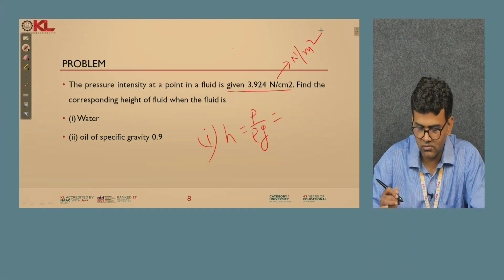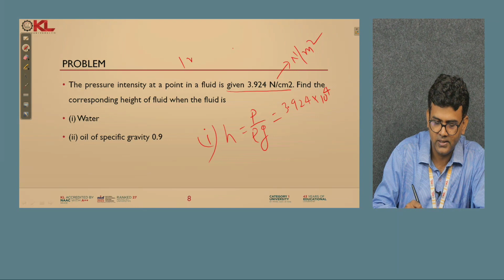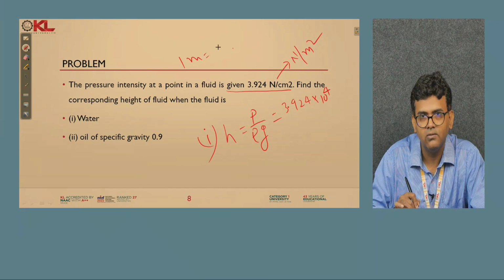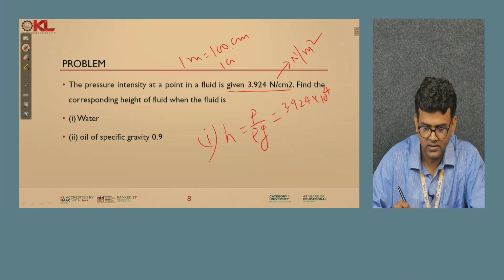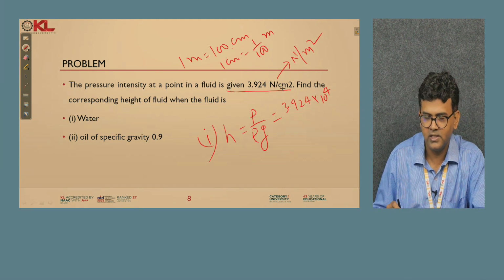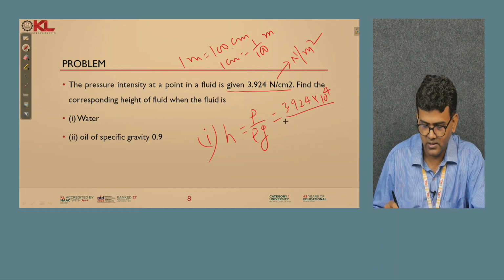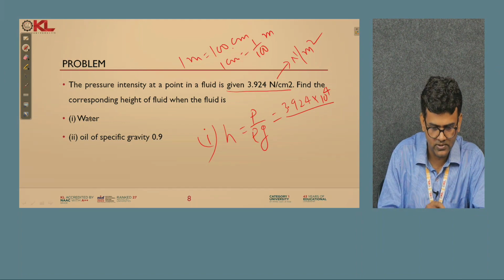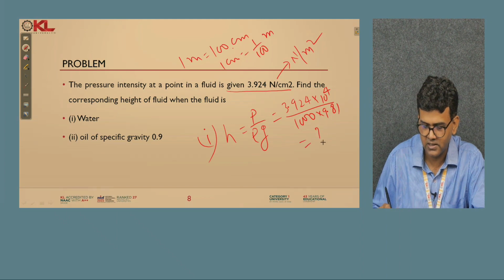So how to convert that? 3.924 into 10 to power 4. For length, 1 meter is 100 centimeter, or 1 centimeter is 1 upon 100 meter, that is 10 to power minus 2. So here 10 to power minus 4 in the denominator will go to 10 to power 4. So this is the pressure P. In the first case, for water, density is 1000 and G is 9.81. You will get the head.